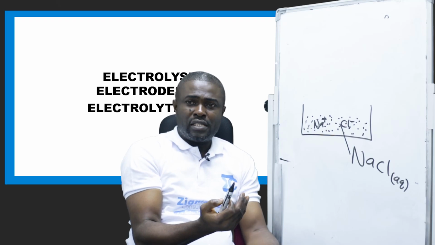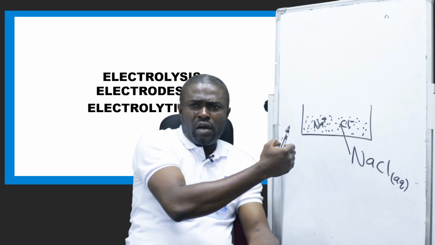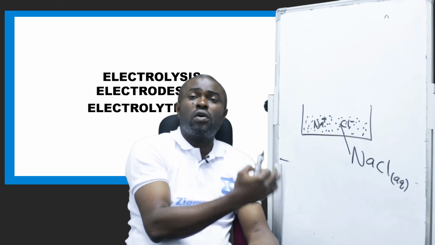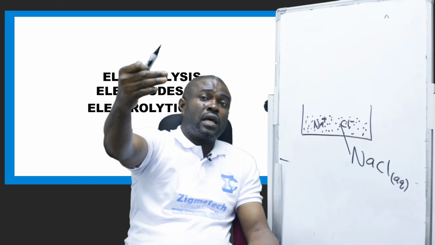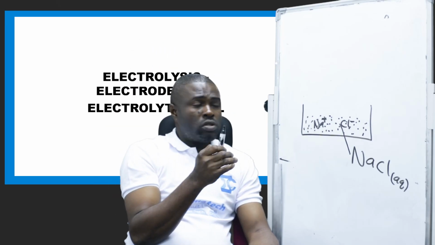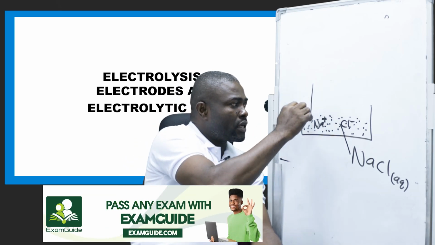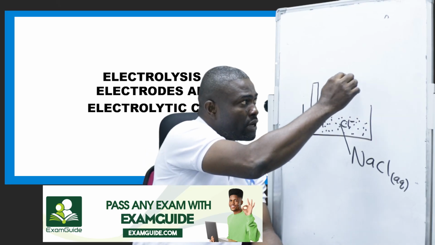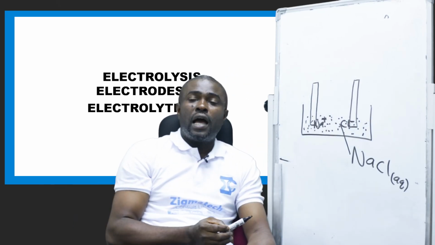Okay, that is it. Now, where will this current come from? Which direction will the current enter, and which direction will the current leave? That will take us to the term electrodes. I'm going to draw two things here. Those two things are electrodes. Watch me. I want to draw something like a rod. This is the rod. This is another rod. How many rods do I have? I have two.